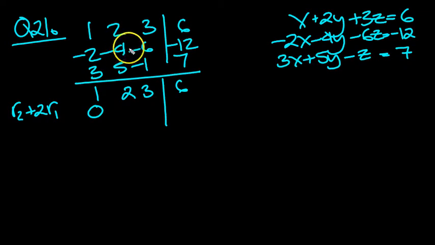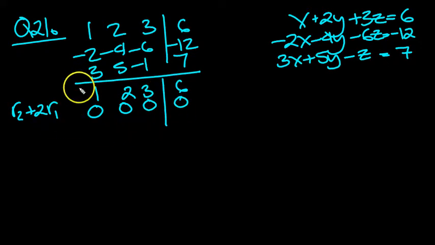Row 2: minus 4 plus 2 2s are 4. Minus 4 plus 4 is 0. Minus 6 plus 2 3s is 6. Minus 6 plus 6 is 0. Minus 12 plus 2 6s are 12. Minus 12 plus 12 is 0.